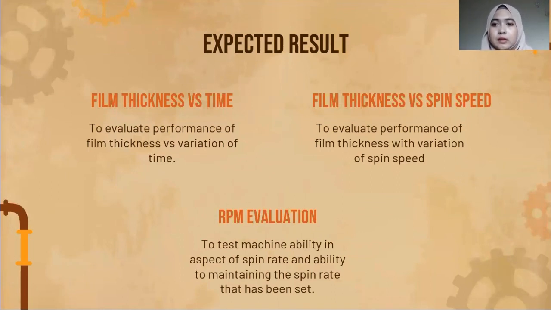Next, film thickness versus spin speed. It is to evaluate the performance of film thickness with variation of the spin speed. The set of data variation will be 1500 RPM, 2000 RPM, 2500 RPM, and 3000 RPM for 1 minute and for 2 minutes. It will be two sets of data for this section.